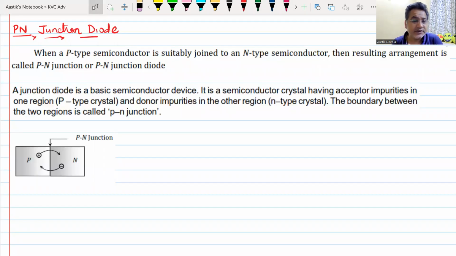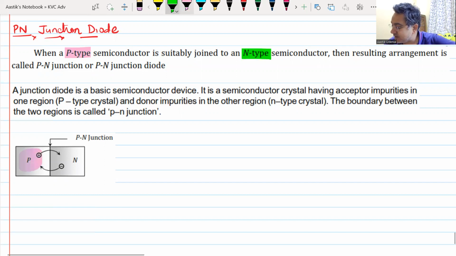So what is a PN junction diode? You have a P-type semiconductor and it is joined to an N-type semiconductor. This combination, or this arrangement, is known as a PN junction diode. A PN junction diode is the simplest semiconductor device, the simplest way in which you can use a semiconductor as a device: a combination of P and N type.